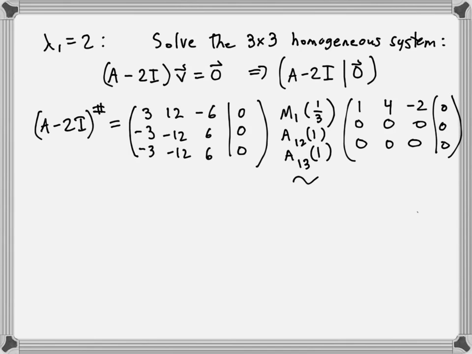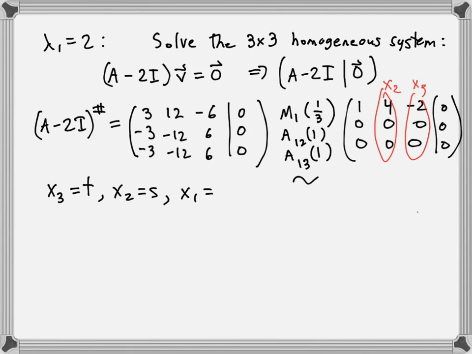So let's go ahead and solve here. We have 2 free variables, don't we? We have a free variable for this column and this column, right? Remember, these are the x2s and these are the x3s. So let's start our free variables. We're going to let x3 be t and x2 be s. And then x1 is going to be 2t minus 4s. Let me just write it that way, 2t minus 4s. Or -4s plus 2t, same thing.